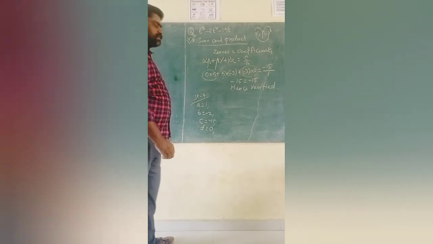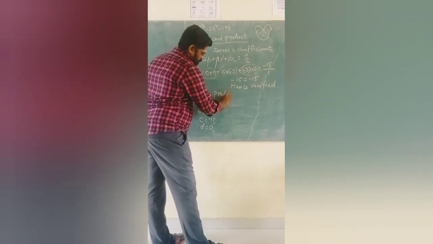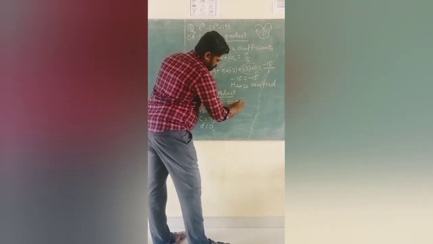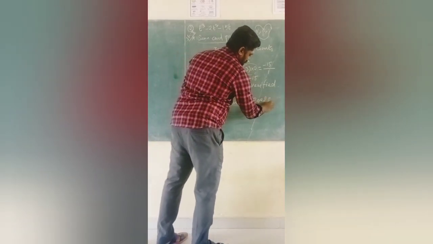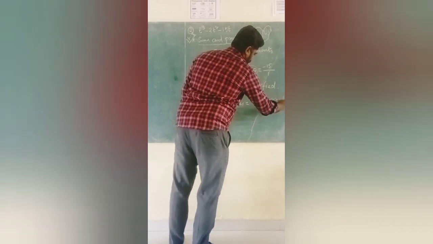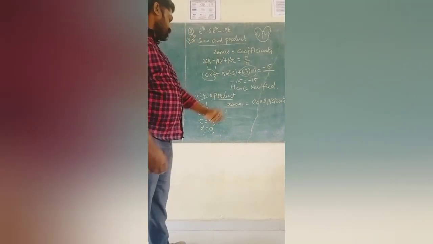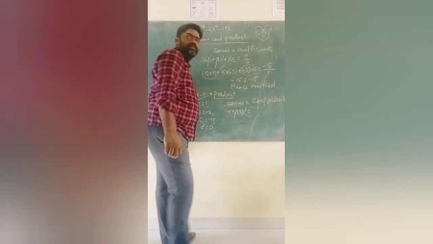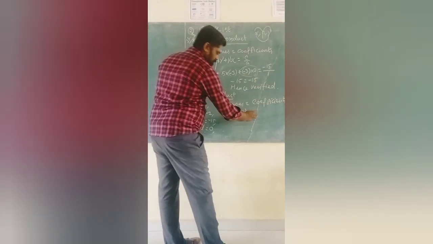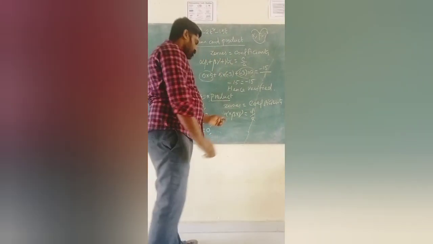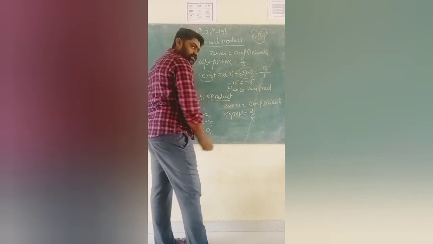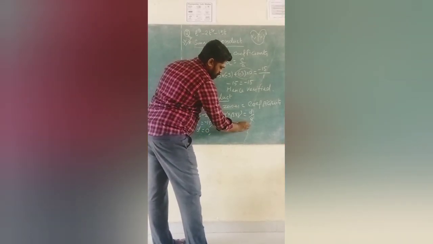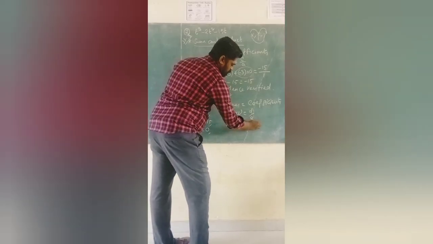Next, step number 4. So finally, what is the product of zeros? The product of zeros is alpha into beta into gamma. This is equal to minus D by A. So what is the alpha value? 0. So 0 into the beta value 5, into the gamma value -3, is equal to 0 by 1.